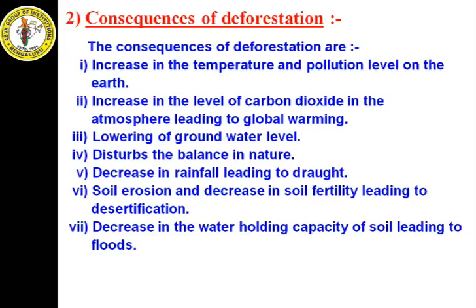Next, increase in the level of carbon dioxide in the atmosphere leading to global warming. I have told you, an increase in the level of carbon dioxide. Why will it increase? If the trees are more, then these trees will absorb the carbon dioxide, so the carbon dioxide level on the earth will be maintained. If there are no trees to absorb the carbon dioxide, then the carbon dioxide level will increase. This increase in carbon dioxide in the atmosphere will lead to global warming.